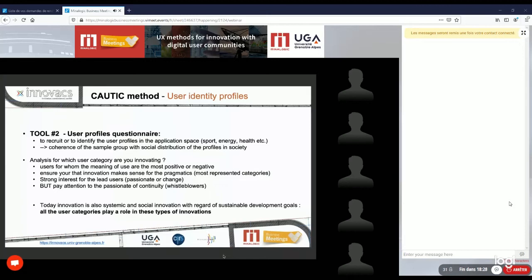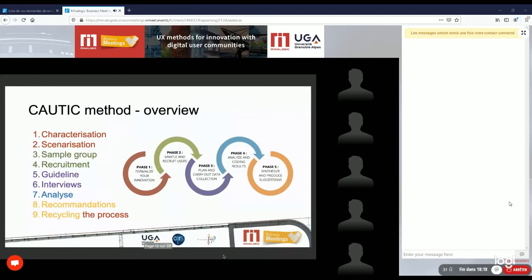All the profiles are important to build your strategy. So not only the profiles that ensure the return on investment. So here comes the overall overview of the CAUTIC method in terms of process. We've got five phases, which include nine steps.